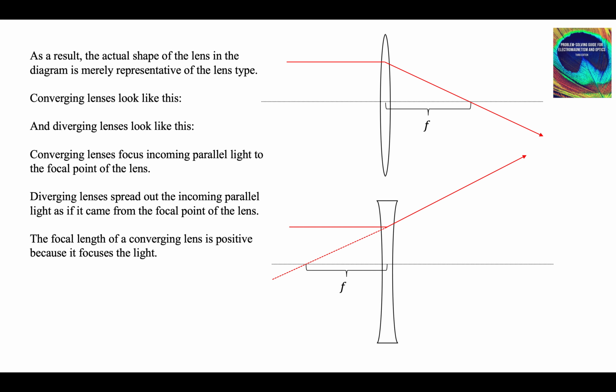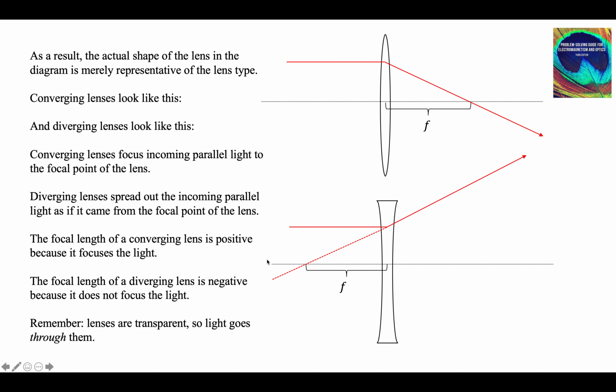The focal length of a converging lens is positive because it converges the light. It focuses the light. We put a negative sign on the focal length of a diverging lens because it's behind the lens. It doesn't focus light. Lenses are transparent, so light goes through them. It's important to remember that because sometimes there's a mirror, and light doesn't go through mirrors. It reflects off of mirrors.